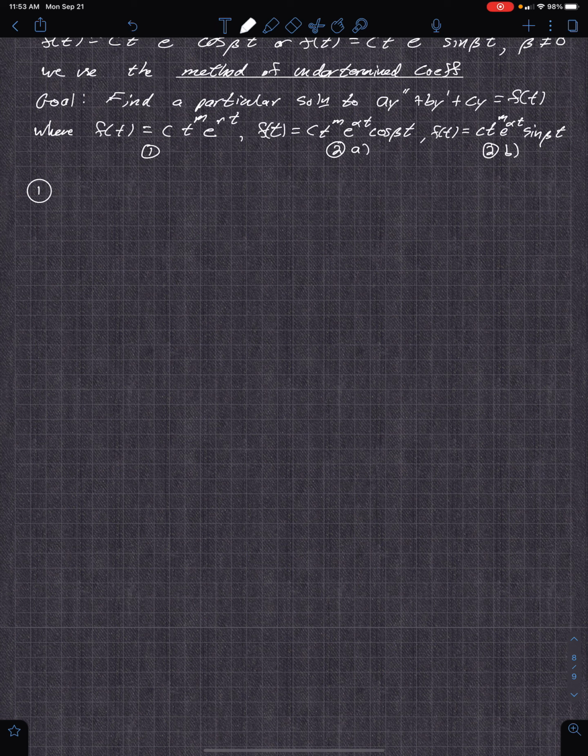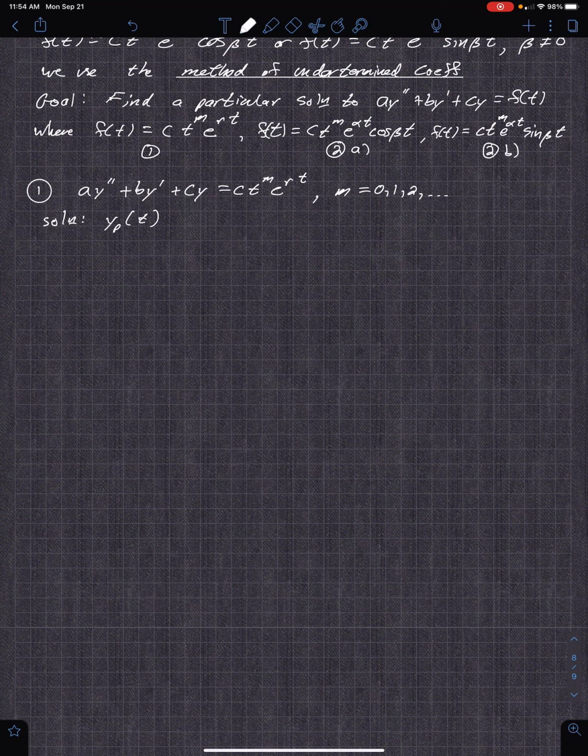So 1, when you have ay double prime plus by prime plus cy equal to c t to the m, e to the rt, we basically have m as before. You could say m is an integer greater than or equal to 0, something like that. If you have that, then the solution is this, and this is what they derive. I'm not going to go through all those details. It's a lot.